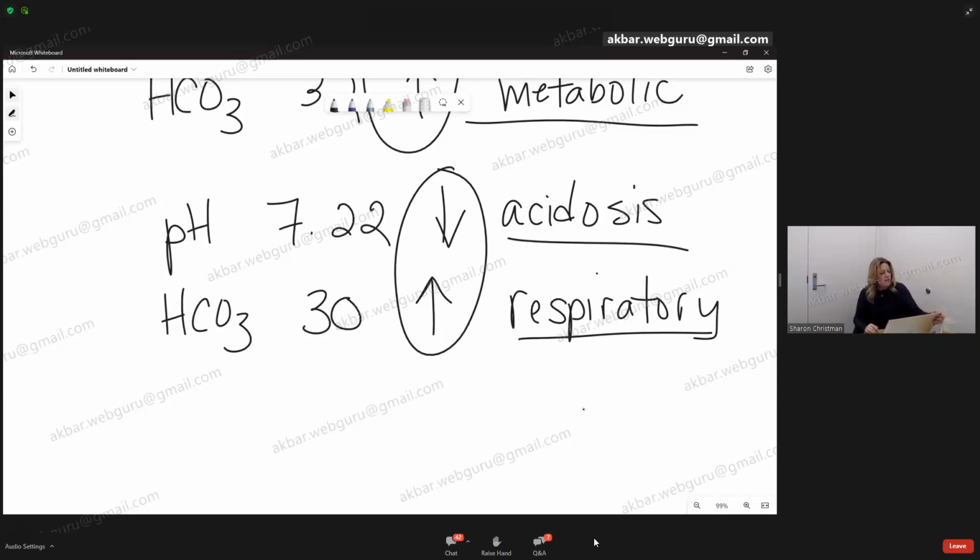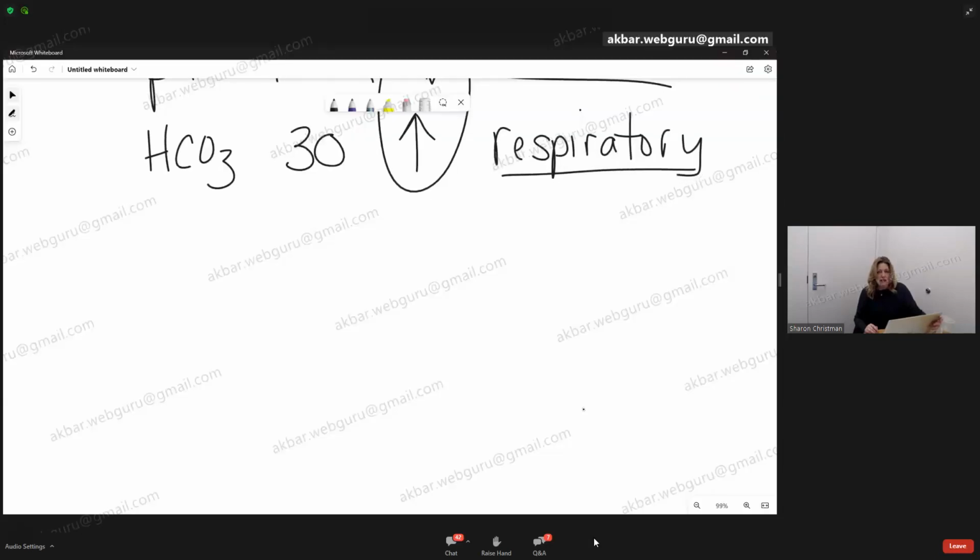Now, the whole point of compensation is to get the pH back to normal. They never choose compensated if the pH is abnormal. So by definition, if the pH is abnormal, that means uncompensated. It means it's not compensated if the pH is abnormal. If the pH is normal, it is compensated.